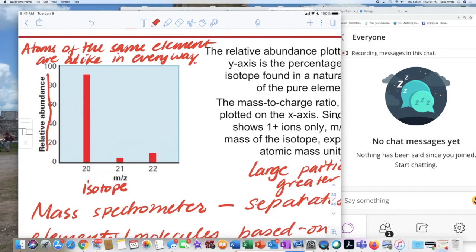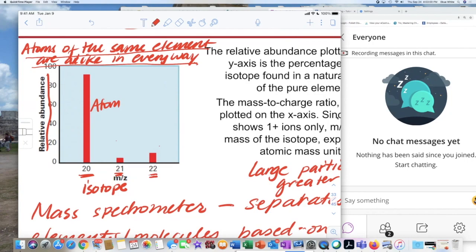These come from the same element, but when you weigh the atoms, some of the atoms had a mass of 20. Other ones had a mass of 21, and the other ones had a mass of 22. But they belong to the same element. But you look back at what Dalton said, and he said atoms from the same element are alike in every way. In other words, if you were to weigh them, they would weigh the same. Well, how do you explain three different weights from the same atom?